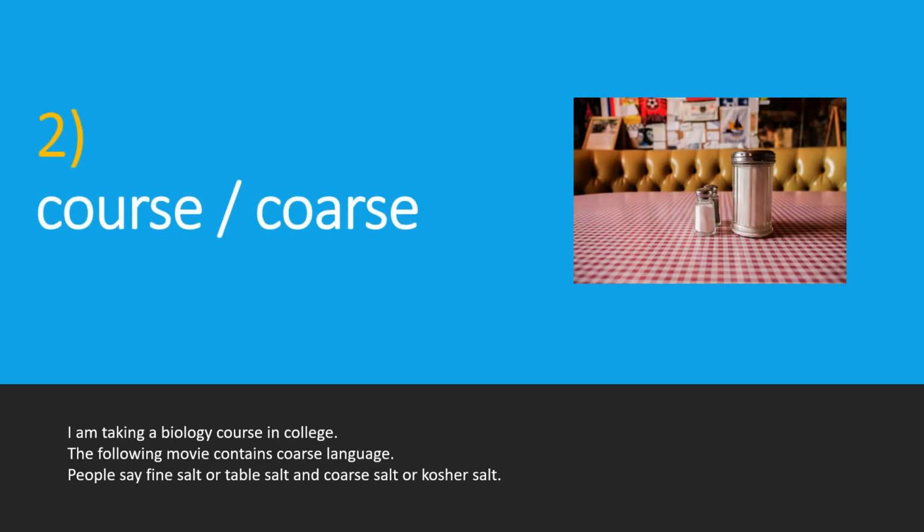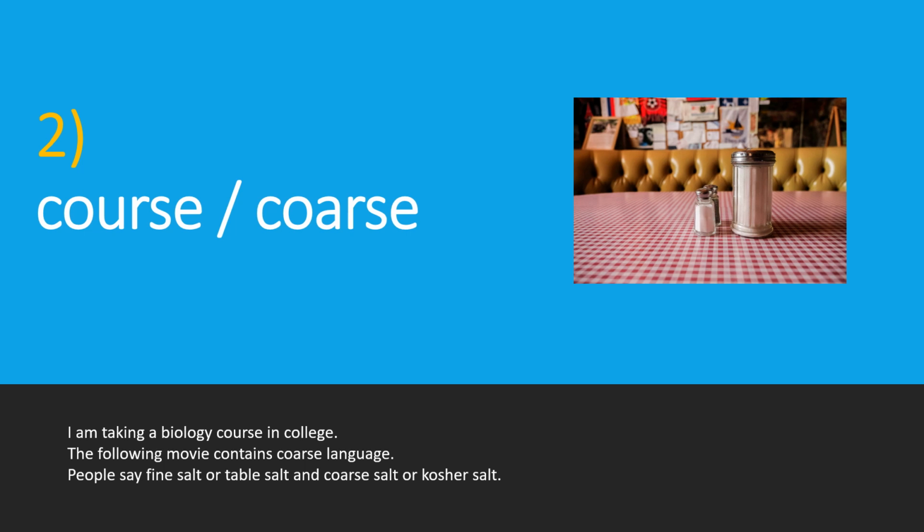Then we have course and coarse. Of course, you know the first course as language course, computer course, of course. But the second coarse is usually something that is rough. And especially we use it for language and salt most of the time. So if a movie contains coarse language, it means in that movie they use bad words, rude words, which means that movie is not probably suitable for children. But also for salt. For cooking, people use coarse salt, but for the table, for the salt shaker, usually people use fine salt.